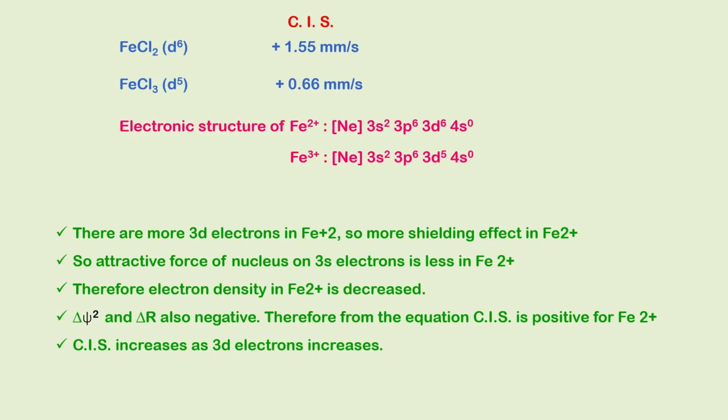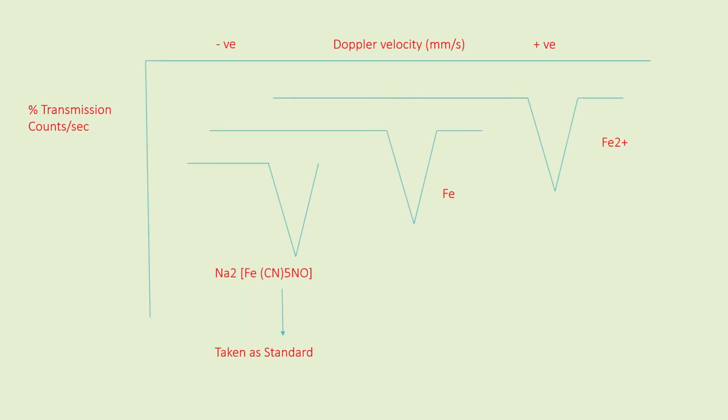And as we know, delta R value is also negative. Therefore, from the equation of CIS, it is positive for Fe plus 2. So, CIS increases as 3d electrons increase. For better understanding, here is the plot of percentage transmission versus Doppler velocity. Here the value for Fe plus 2 is positive.